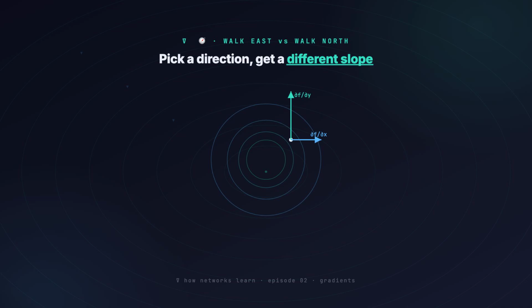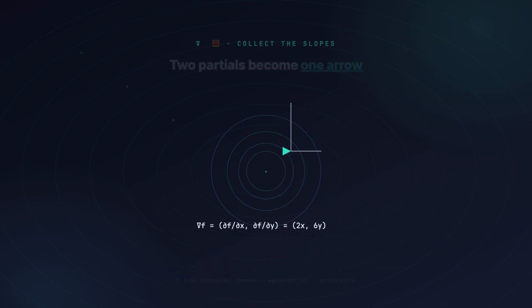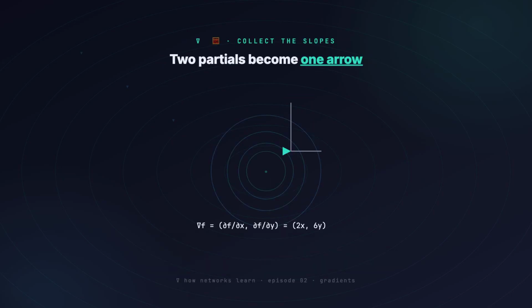Two inputs, two partials. The misconception here is that the partials are the whole story. They aren't, not yet. They're the ingredients. Stack those partials into a vector and you have the gradient. For our surface f of x, y equals x squared plus 3y squared, the partial with respect to x is 2x and the partial with respect to y is 6y. So the gradient is the pair 2x, 6y, that's it. No magic. The whole gradient is just collecting the per-axis slopes into one arrow.